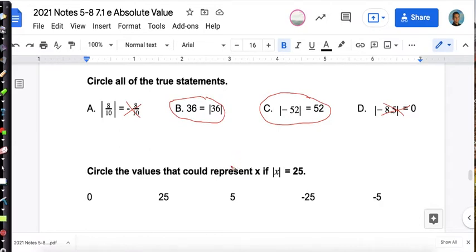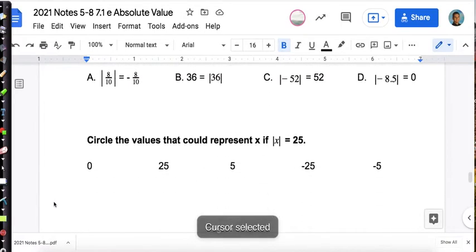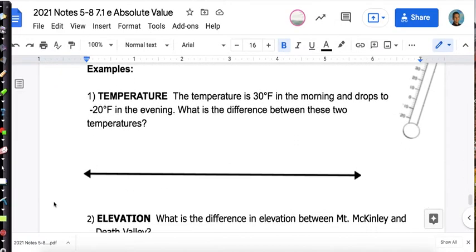Circle the values that could represent x if the absolute value of x equals 25. So what this question is asking you for is which of the following have an absolute value of 25. So look at the numbers to find out which ones would have a distance of 25. So I'm looking at this one and also this one. Okay, make sure you've got this all marked, and now you can turn the page. And we're going to look at some word problems.